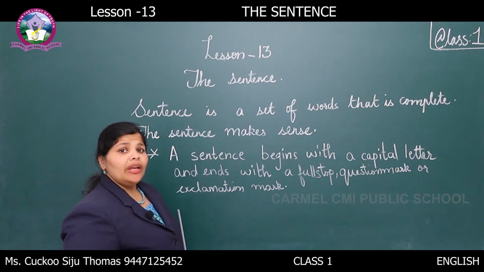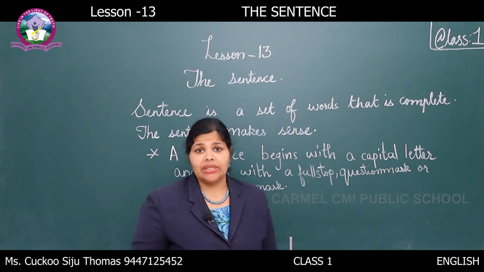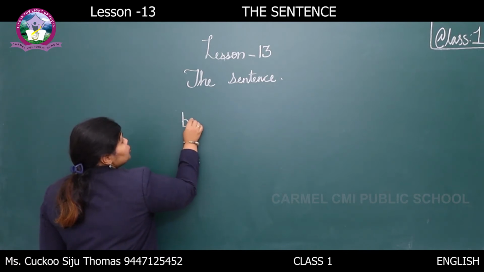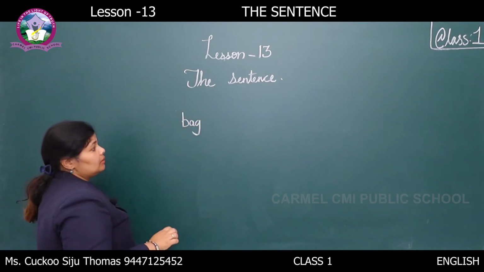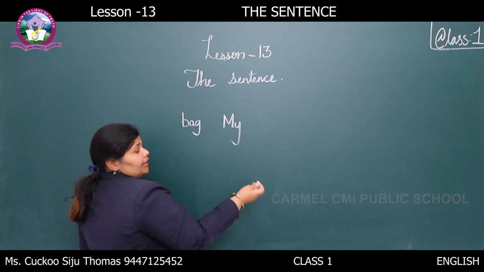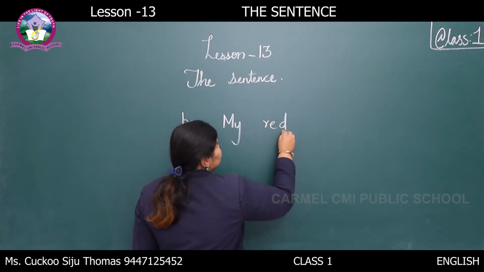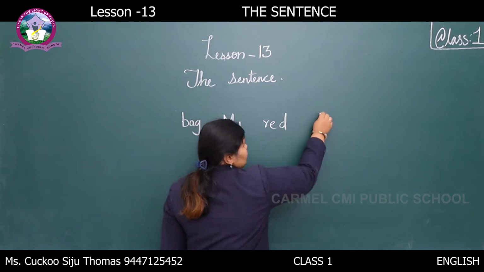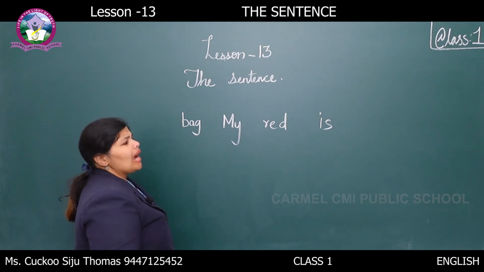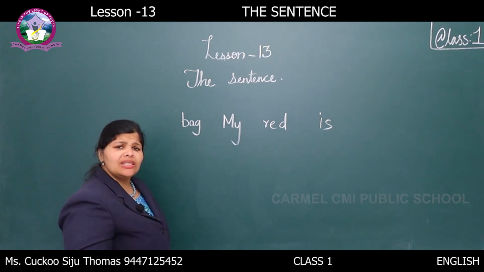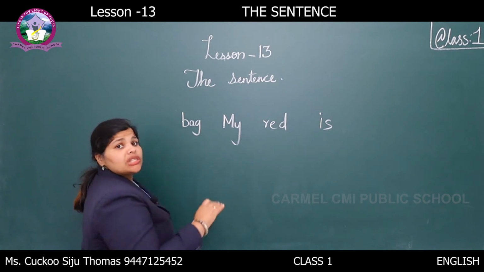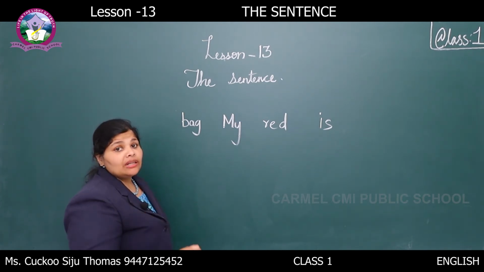Let us try understanding it more through examples. Now, look at the board. B-A-G, bag. This is one word. My. Another word. Red. Another word. Is. So there are four words written on the board. Now, bag, my, red, is. Does it give you any sense or meaning? You don't understand what I am saying, isn't it? But if we arrange this in an order, it will make sense.